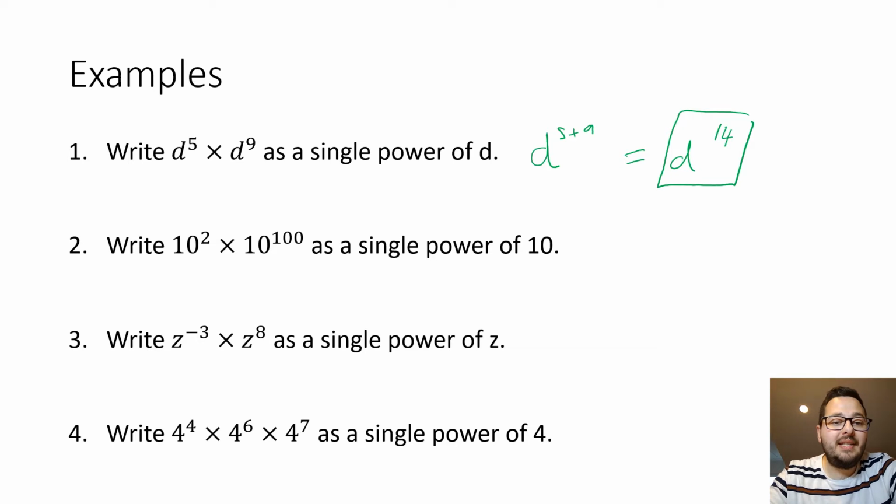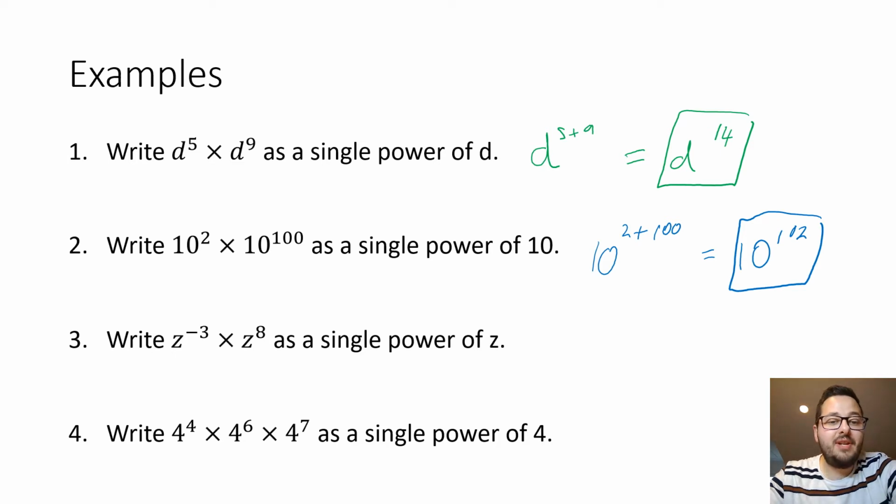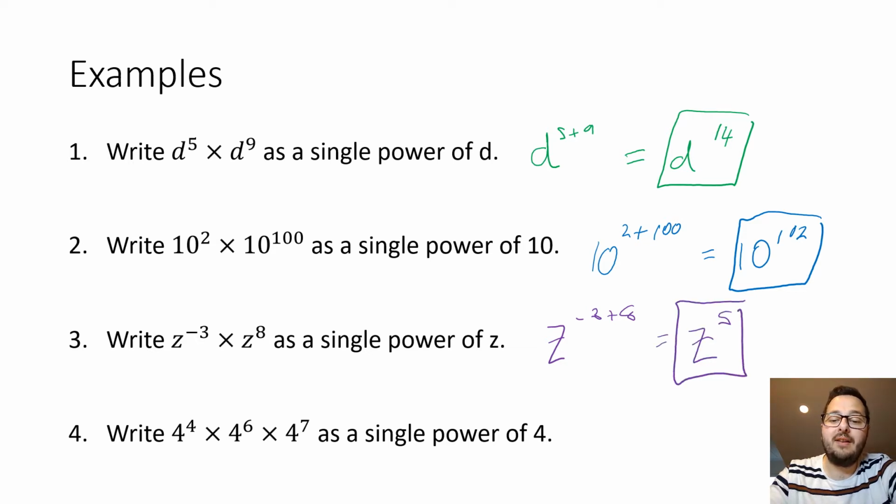Next one, we want to write 10 squared times 10 to the 100 as a single power of 10. Well, that is just going to be 10 to the 2 plus 100, which is 10 to the power 102. Next one, we want to write z to the minus 3 times z to the 8 as a single power of z. So again, we're adding them up. So z to the power of minus 3 plus 8, and minus 3 plus 8 is 5. So that is z to the power of 5.